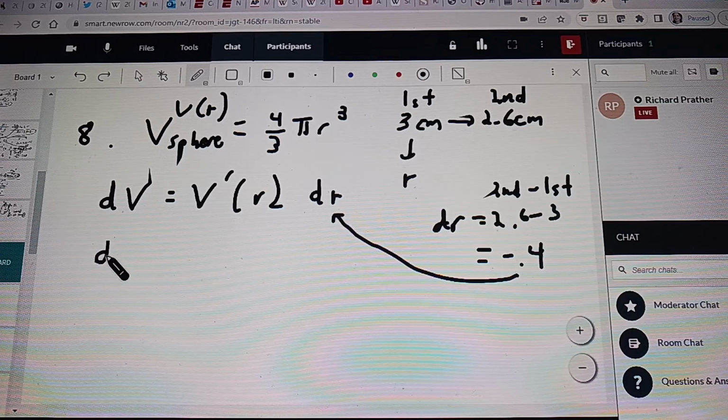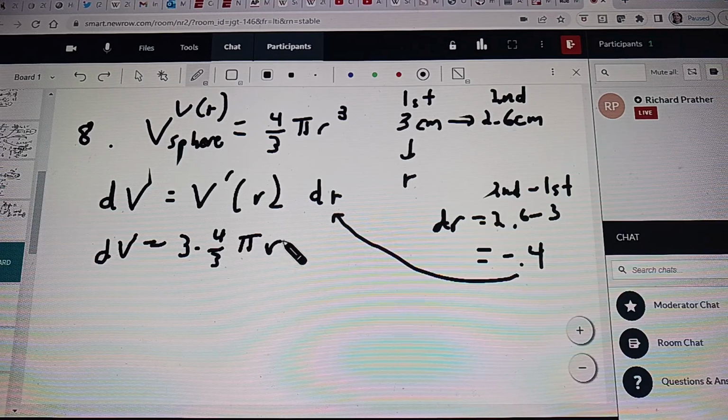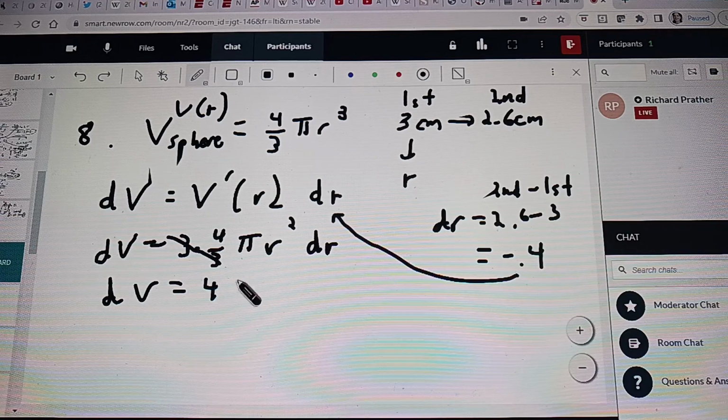The derivative of 4/3 pi r cubed is 3 times 4/3 pi. Those are all the constants right there. And then you decrease the exponent by 1. And conveniently, the 3's even cancel out. So the derivative of 4/3 pi r cubed is 4 pi r squared. And we're going to leave 4 and pi alone. They're constants. Plug in r of 3.